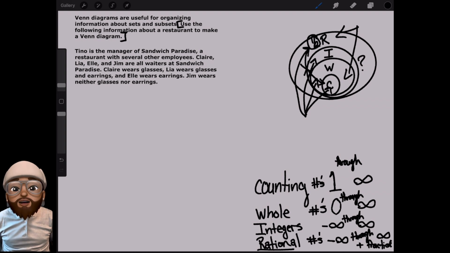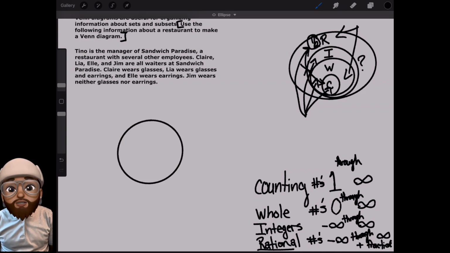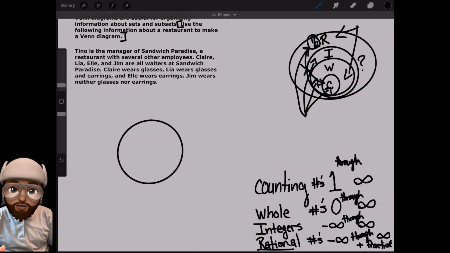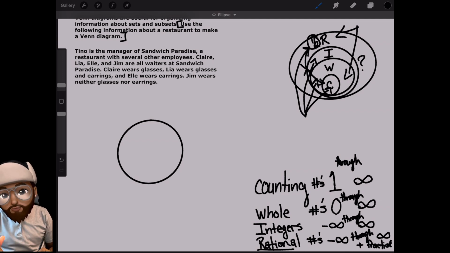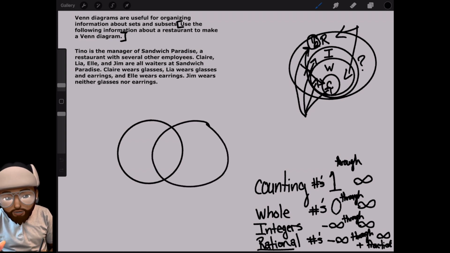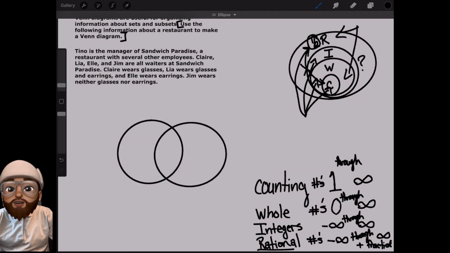Now, what do I know about Venn diagrams? Well, from my previous knowledge, I know that Venn diagrams are circles that overlap each other, creating a center area or a shared area. So I drew my first circle. I'm going to go ahead and draw my second circle. They don't have to be perfect, just two circles that overlap each other.